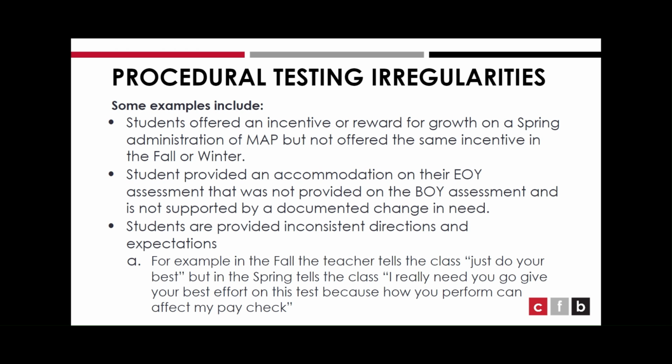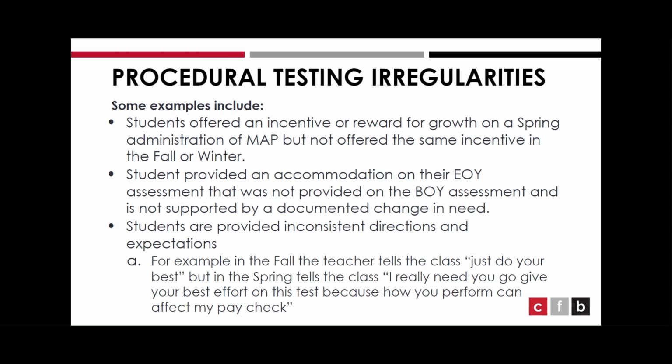Some other examples include if a student was offered an incentive or a reward for growth on a spring administration of MAP, but they were not offered the same incentive or reward in the fall or the winter. Or if a student is provided an accommodation on their end of year assessment that the student was not provided on the BOY assessment, and this decision is not supported by a documented change in need.